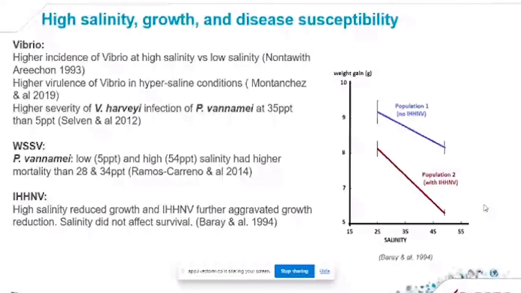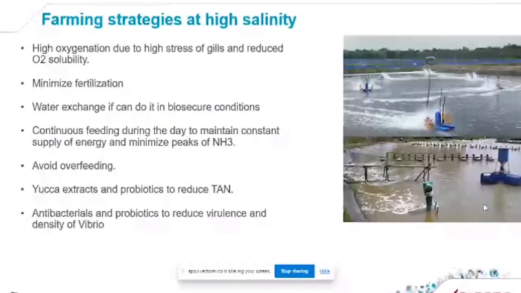Similarly, Vannamei kept at 55 ppt or kept at 5 ppt died faster than those kept at the normal salinity of 28 or 34 ppt. HHNV tends to reduce growth, but the growth reduction is further aggravated when shrimp are kept at higher salinity. What can farmers do at the farm level to fight this high salinity?